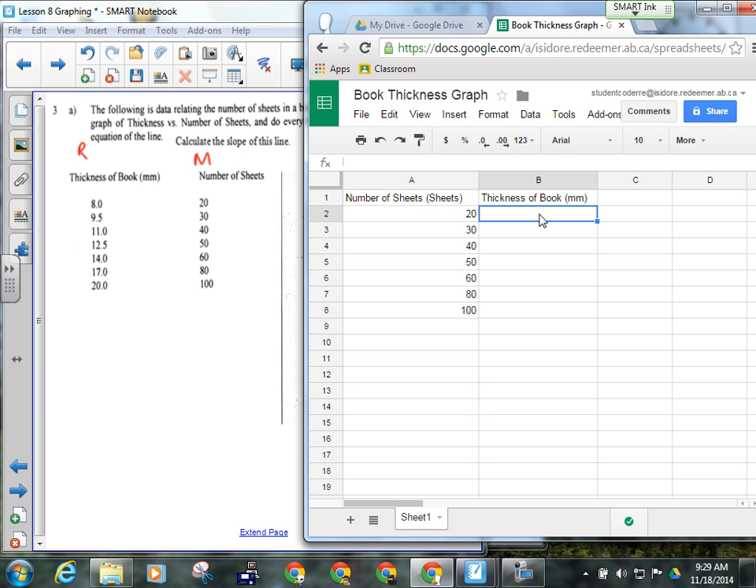And then we'll put in the ones for thickness of the book. So 8, 9.5, 11. You don't have to put in the 0.0 because it'll just take it off anyway. 12.5, 14, 17, and 20. All right, give you a sec just to get caught up with me there.